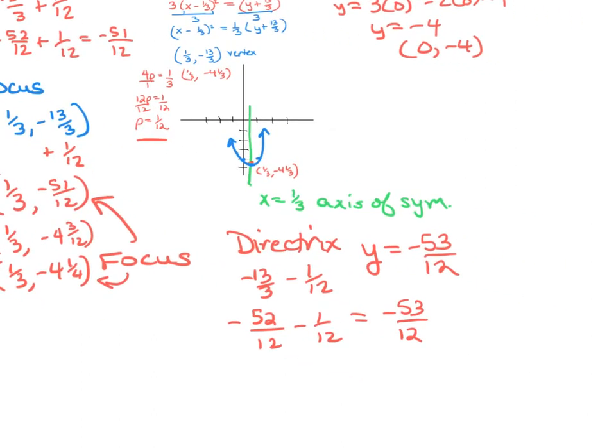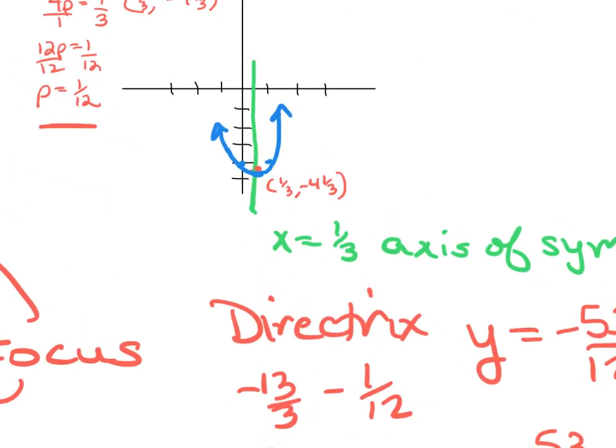Now, again, we could divide and make it a mixed number. So then this would actually become negative 4 and 5/12. So again, negative 4 and 5/12. So just before the 5, maybe a little higher. My graph's kind of tiny, so it's hard. But here would be the directrix. And it's the equation y equals negative 53 over 12.